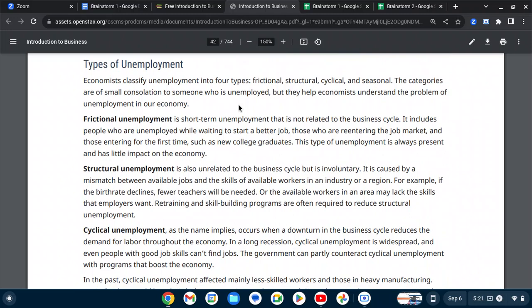Structural unemployment is also unrelated to the business cycle, but is involuntary. It is caused by a mismatch between available jobs and the skills of available workers in the industry or region. For example, if the birth rate declines, fewer teachers will be needed, or the available workers in an area may lack the skills that employers want. Retraining and skill-building programs are often required to reduce structural unemployment.